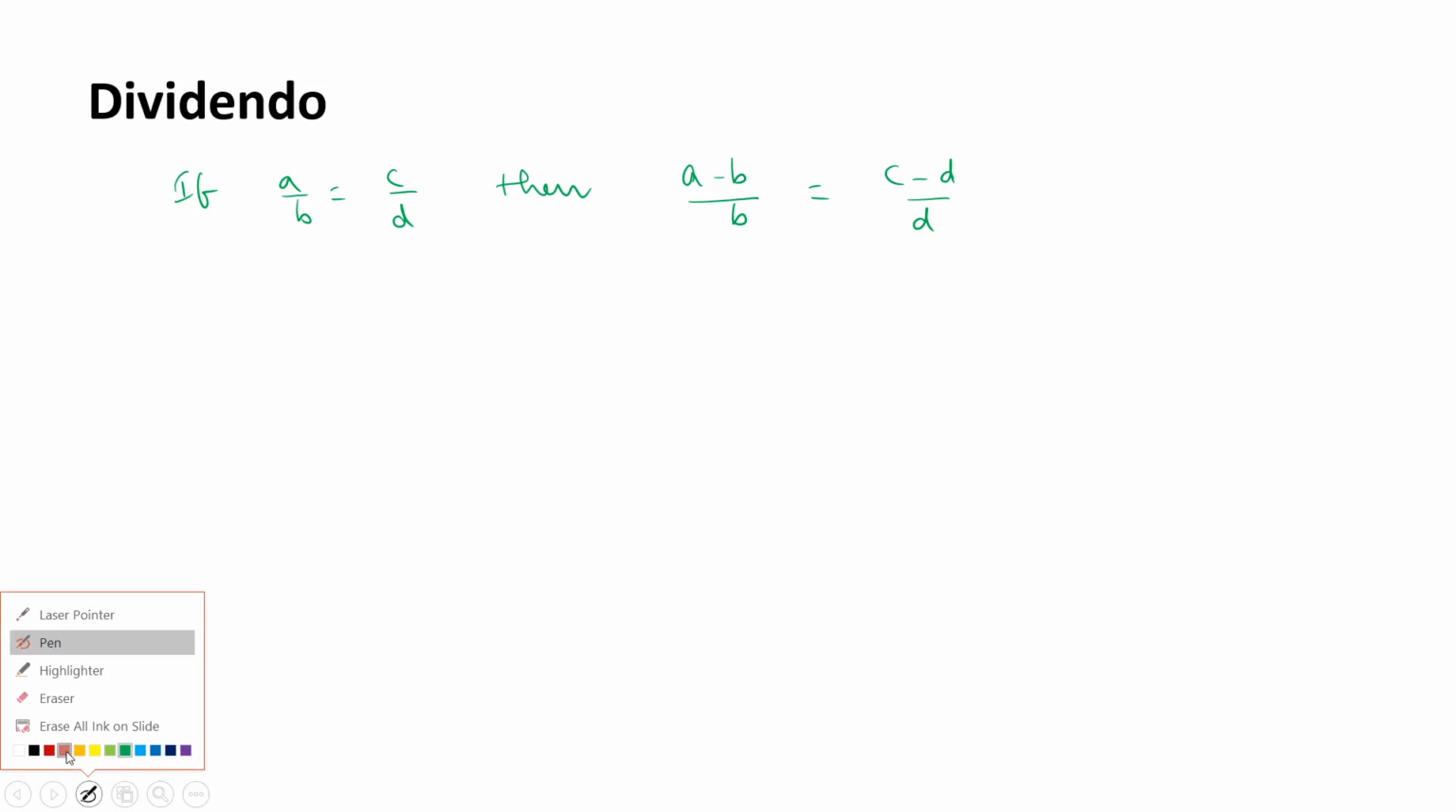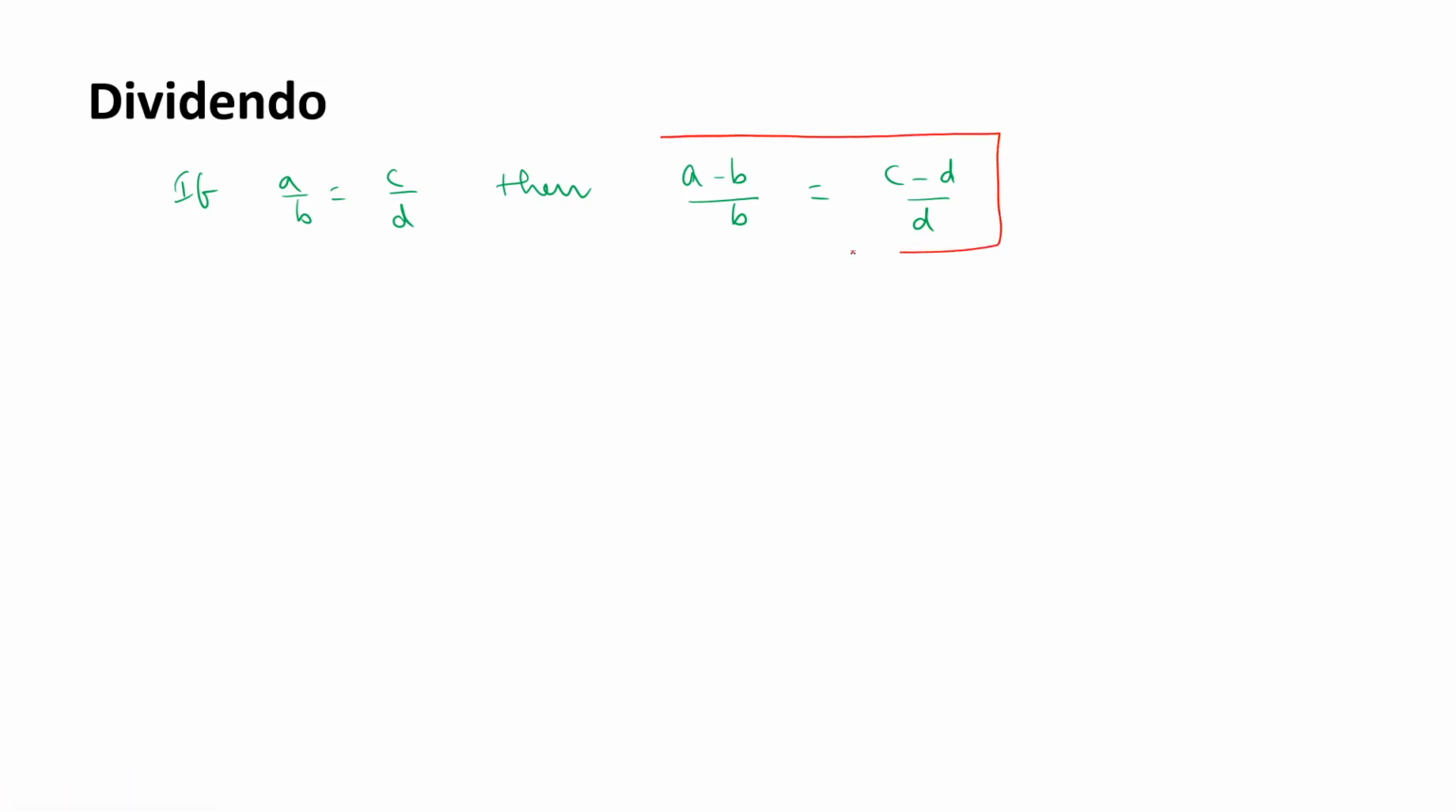And dividendo. If A upon B is equal to C upon D, then (A minus B) upon B is equal to (C minus D) upon D. This is what we call the dividendo property. If A by B is equal to C by D, then (A minus B) upon B is equal to (C minus D) upon D.